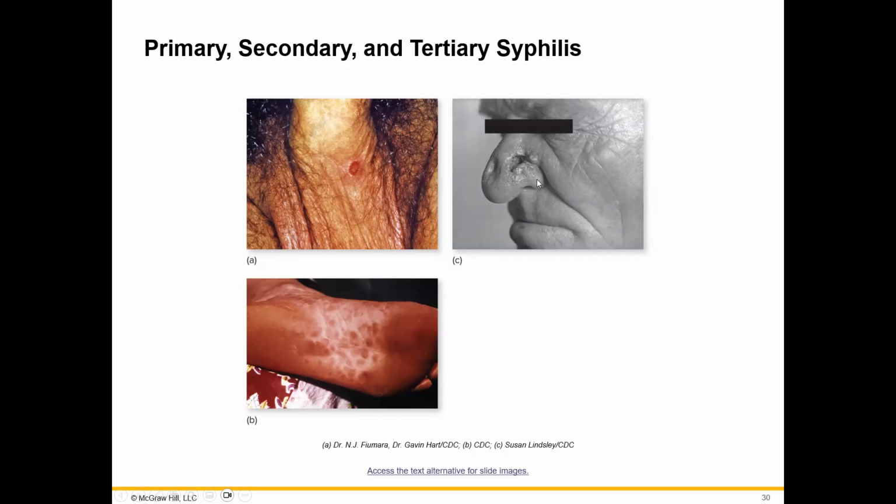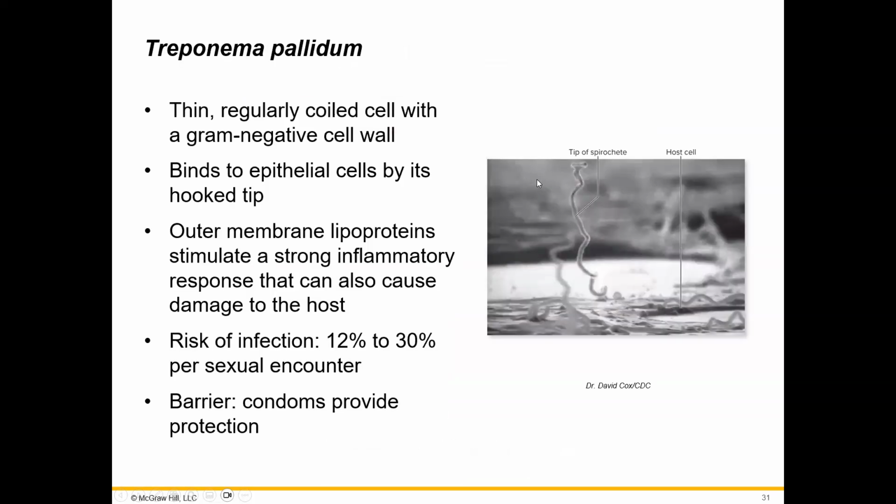tertiary syphilis. So this is caused by the bacteria Treponema pallidum. This is another spirochete that its hooked tip allows it to adhere to the endothelium and epithelial cells. It's basically lipoproteins on its surface creates a strong inflammatory response that leads to that systemic inflammation.